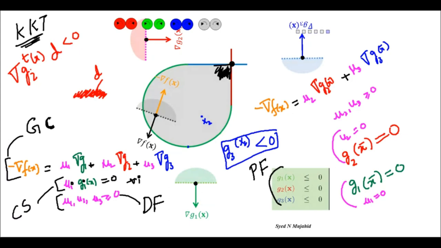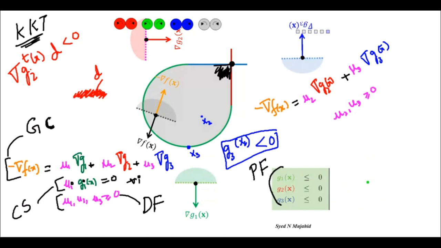Let us pick another point here. Let us call this point x3. At x3, tell me what will happen to g1 of x3, g2 of x3, and g3 of x3. g1 will be equal to 0 and the others for sure will be strictly less than 0. It means g1, the first constraint, is active at x3, and the other constraints are not active.